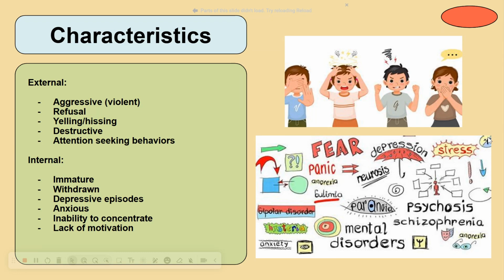Then you have some volume communication styles of yelling or hissing. Mimicking is another one as well. These students tend to be very destructive, so tearing apart maybe school supplies or not taking care of their own belongings or other people's belongings. Overall, you have a lot of attention-seeking behaviors, so looking for ways to get everyone's eyes on them, whether good or bad. And then you have internal, so these students tend to be very immature for their age, very withdrawn. You have depressive episodes, general anxiety, the inability to concentrate or to collect their thoughts or to create their own thoughts, and a general lack of motivation.